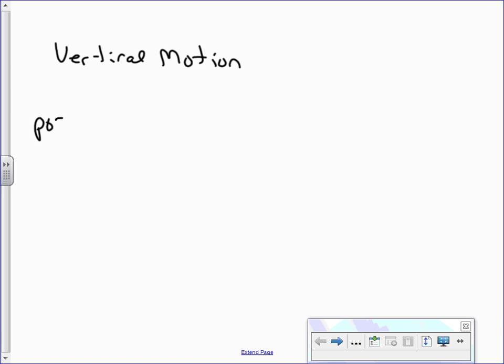So when we're talking about an object that's in vertical motion, going up or down, or actually it could also be straight sideways. Well, this is for vertical. This position function is often in calculus defined with a variable s. I don't know why, s of t. And it looks like this.